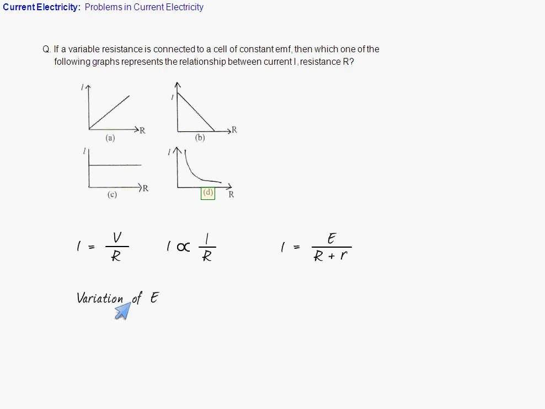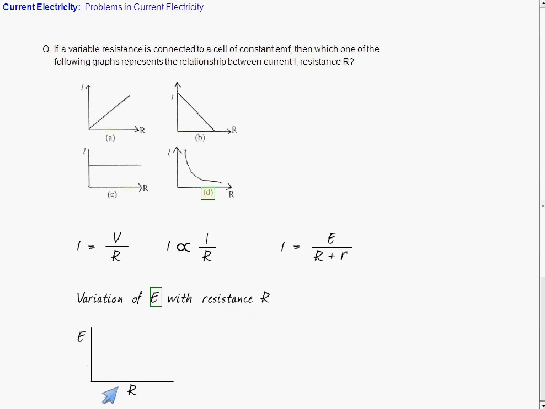plot a graph of variation of E with resistance R, EMF, this is purely the EMF here. If it was EMF versus resistance, then it doesn't vary. EMF of the cell is constant.